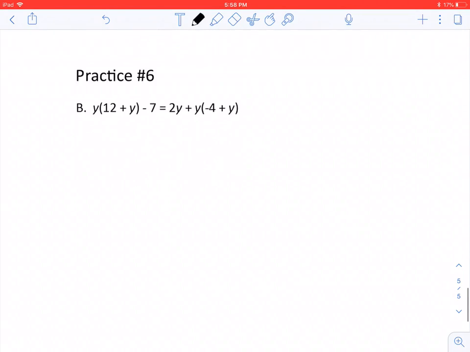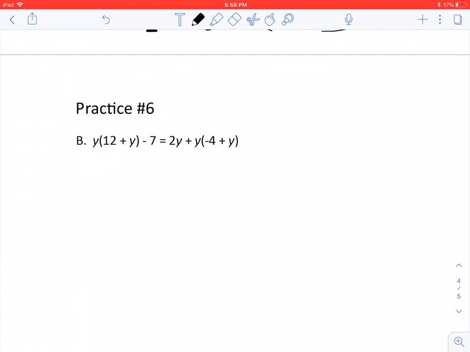All right, so looking at the next practice problem, this is very similar to the last one. We're going to draw our line. We're going to distribute this y to both things. But on this side, we actually have another y that needs to be distributed. So there is work to do on both sides this time.